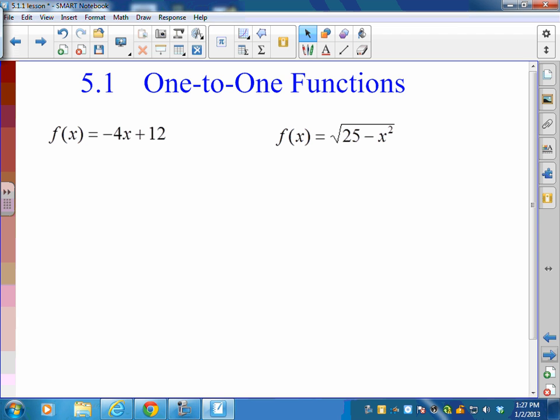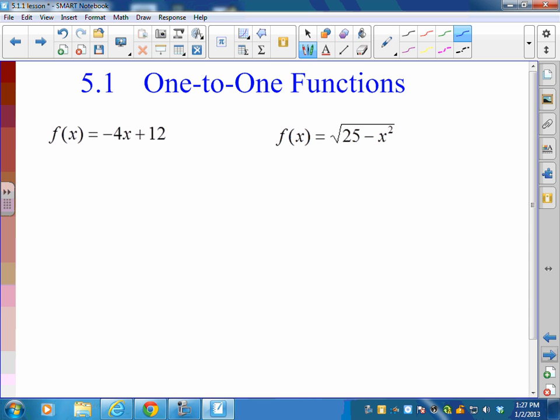Okay, so how do you tell if a function is one-to-one? Well, we go back to that definition. If I put in different values of x, I should be able to get different values of y, and there's no values of x where, if I put in different values of x, I should get the same values of y. So we'll do an example here with these two. Let's determine if they're one-to-one.